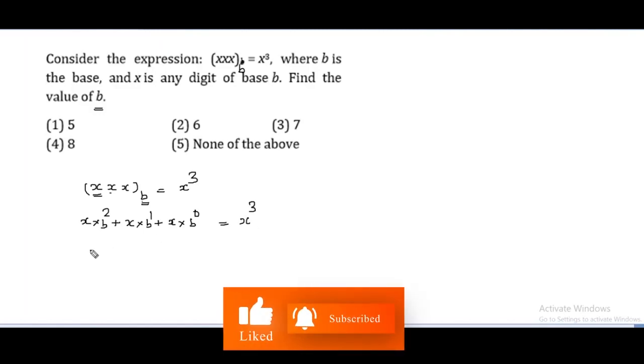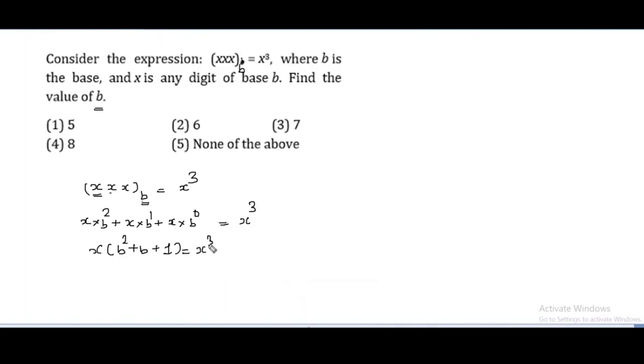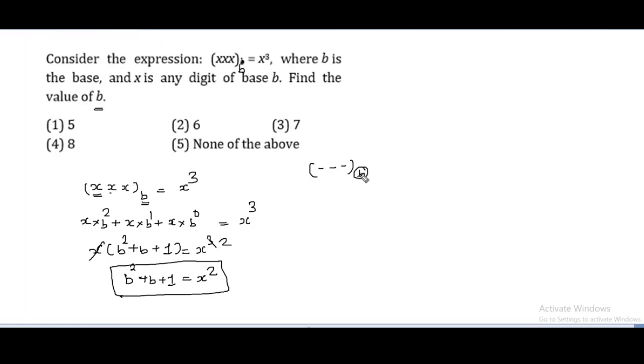Now can I take x common? If I take x common, I'll get b square plus b plus 1, that is x cube. So my question becomes b square plus b plus 1 equal to x square, because one x will be cancelled. That is my question. Now you know that in a particular base, the digits which we can write have to be less than the base. Suppose the base is 5, I cannot write 5. I can write maximum till 4.